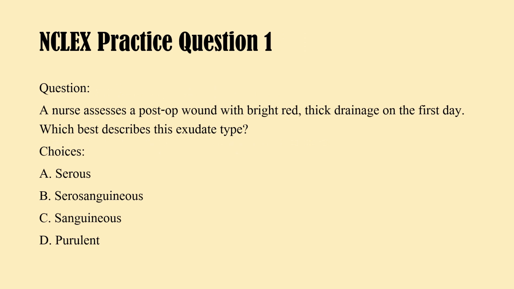NCLEX practice. Question 1. A nurse assesses a post-op wound with bright red, thick drainage on the first day. Which best describes this exudate type? A. Serous. B. Serosanguineous. C. Sanguineous. D. Purulent.